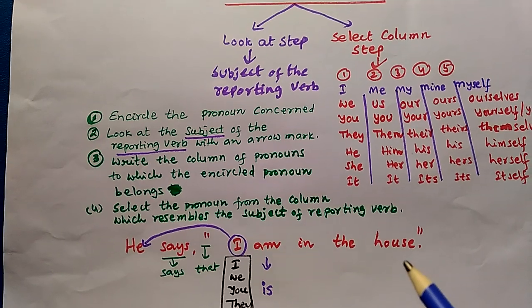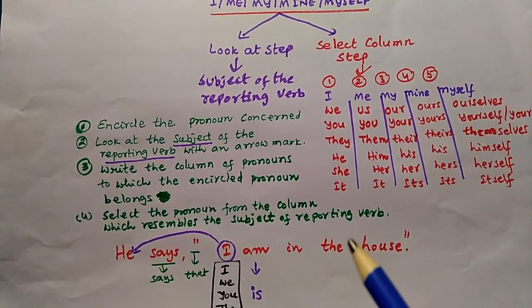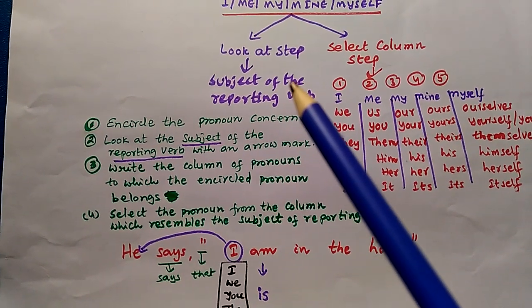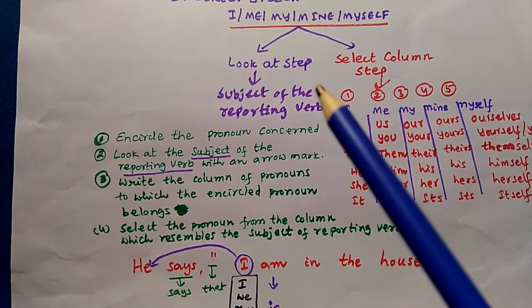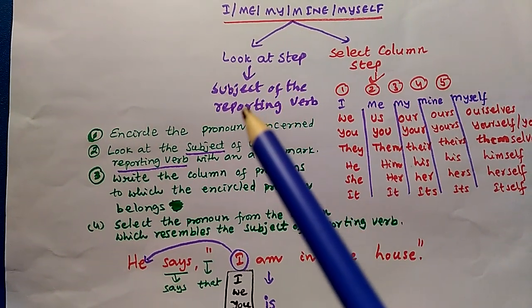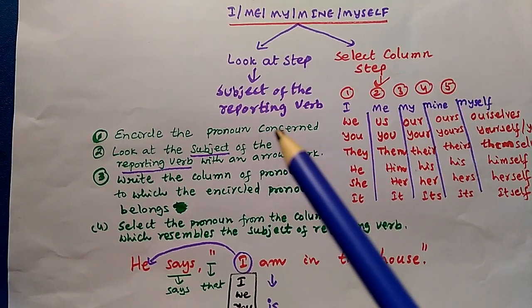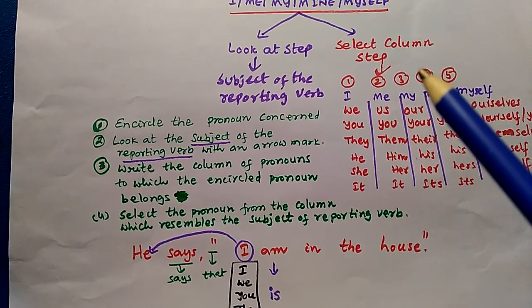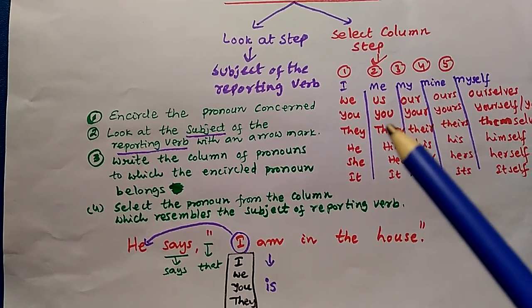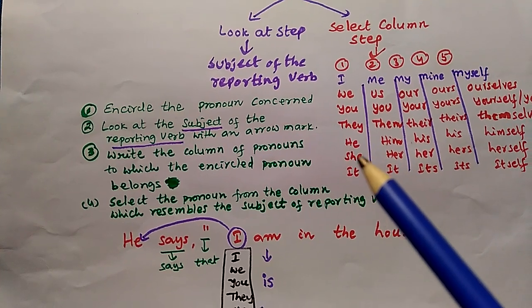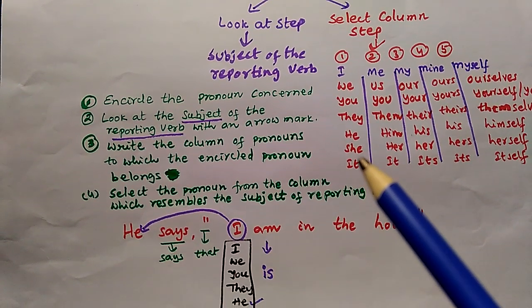In this way we can give the instructions to the children for the two important changes, that is, look at the subject of the reporting verb and select the appropriate column, from which we have to identify the changed pronoun.